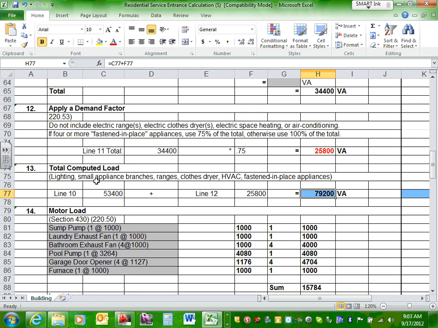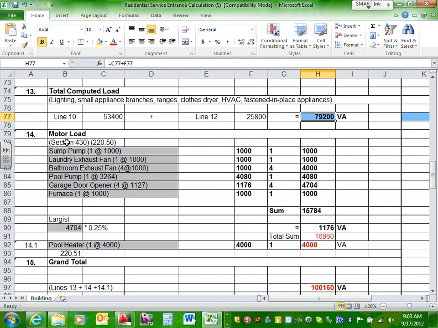Now, the total connected load for the small fastened-in-place appliances is basically these two numbers, which is lighting and small appliances. This is just adding everything up to this point. It gives you 79. We go to motors.